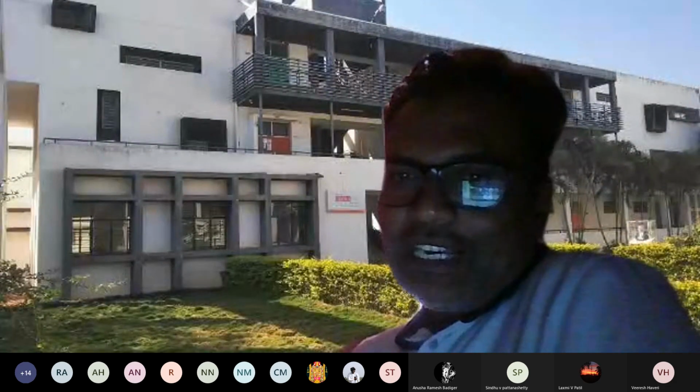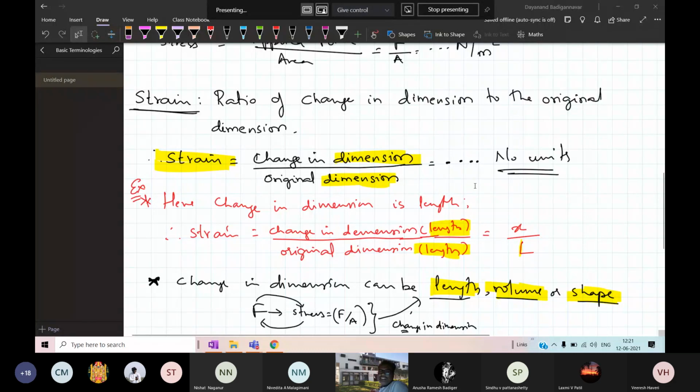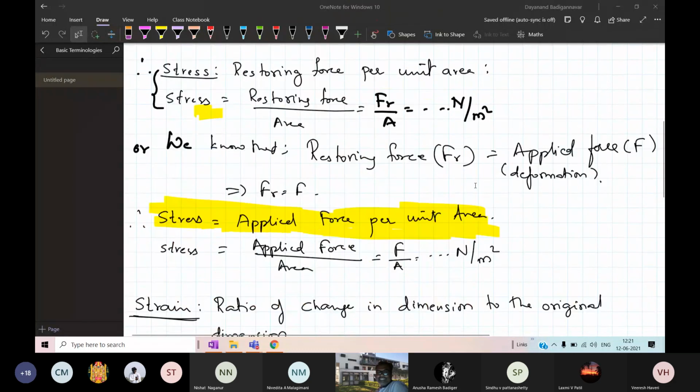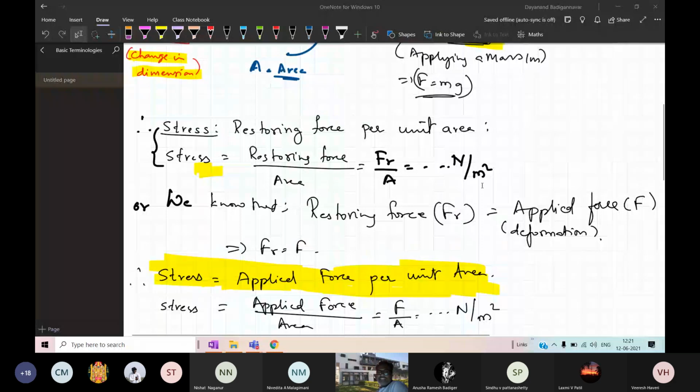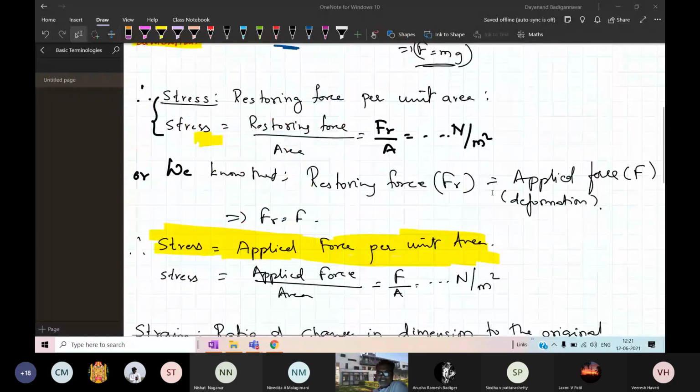Okay, students, now the screen is visible. Yes, sir. Okay, go for the stress and strain. Hope you understand the meaning of stress and strain. So this is the second term that we have discussed. Stress and strain.